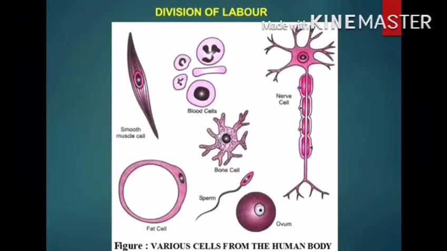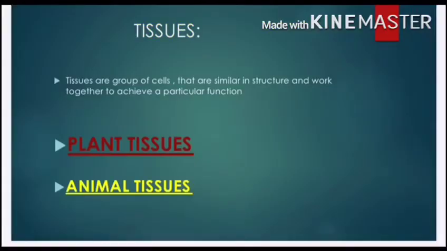Here you can see the different types of tissues doing their own functions. This means a particular function in our body is carried out by a group of cells. By seeing all these examples, we can define tissue as a group of cells that are similar in structure and work together to achieve a particular function. I repeat, tissues are a group of cells that are similar in structure and work together to achieve a particular function. So in this chapter, we will study deeply about plant tissues and animal tissues.